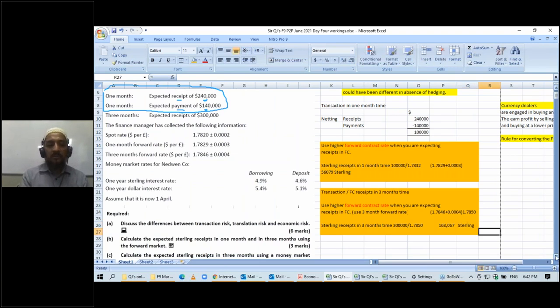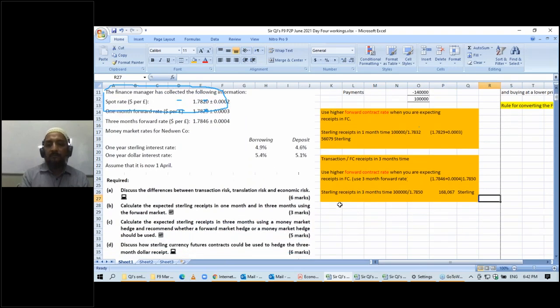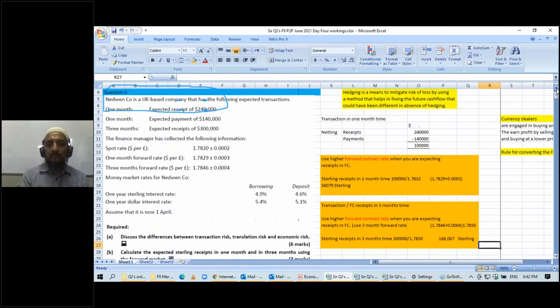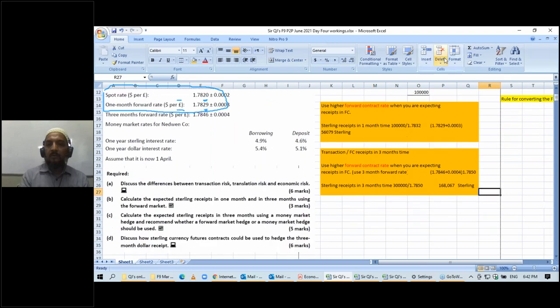Okay, so this was the forward contract. Now moving on to the money market hedge. So how does the money market hedge work? Let's talk about the money market hedge.